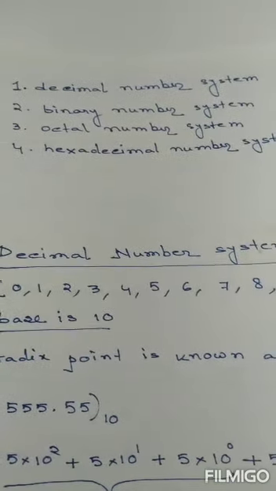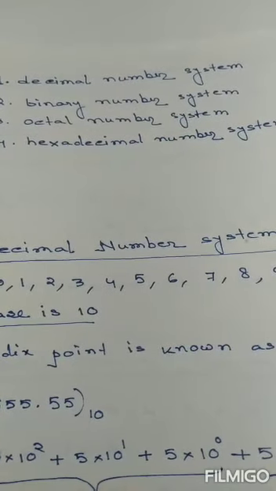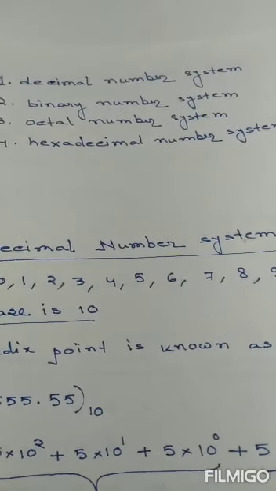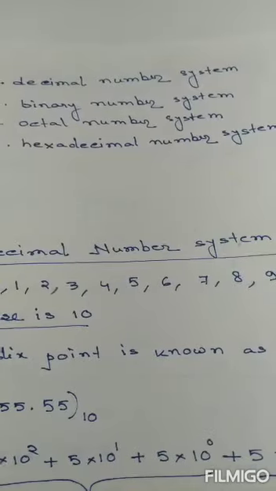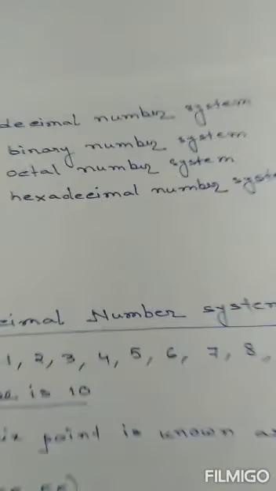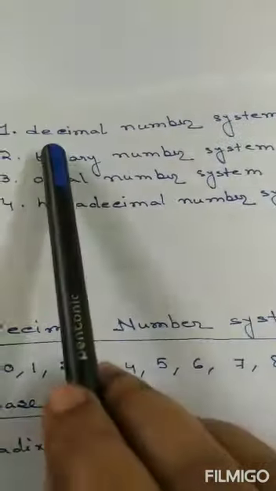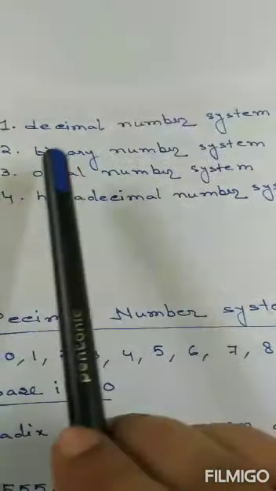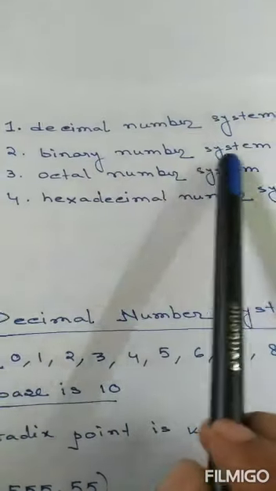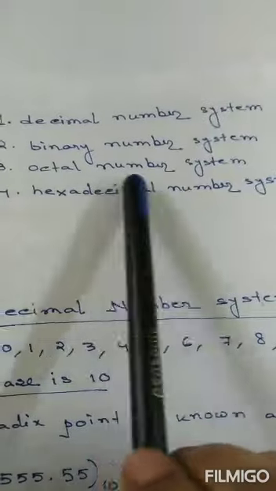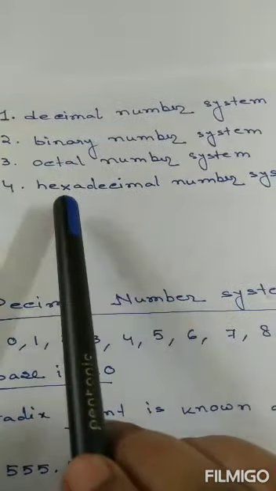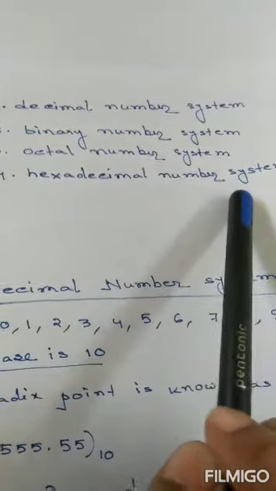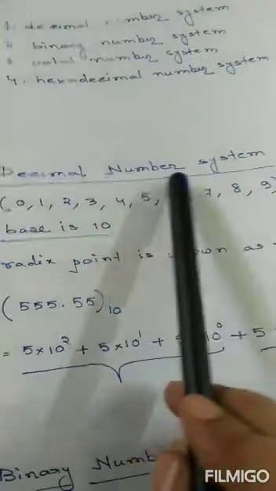Now, on the basis of the number of symbols and radix, number systems are classified into 4 types. Number 1, decimal number system. Number 2, binary number system. Number 3, octal number system. And number 4, hexadecimal number system. So, first comes the decimal number system.